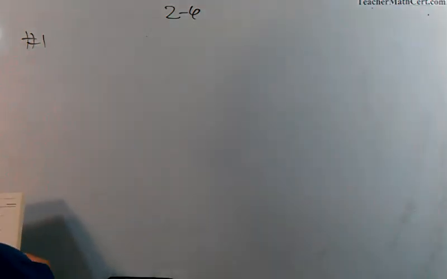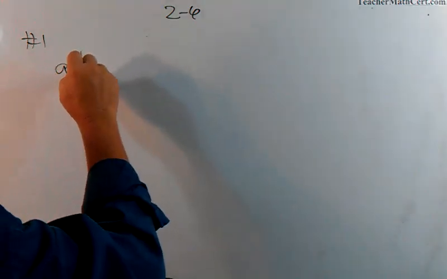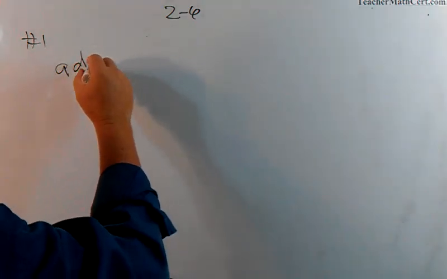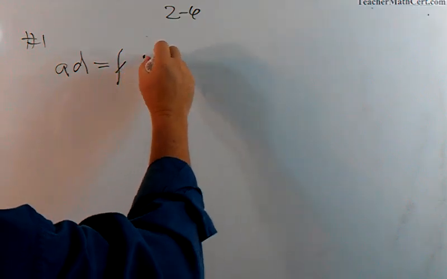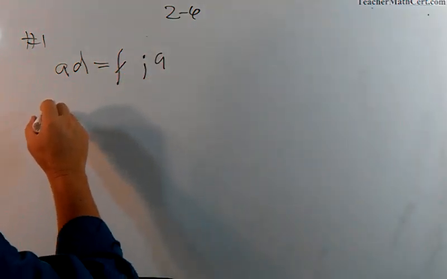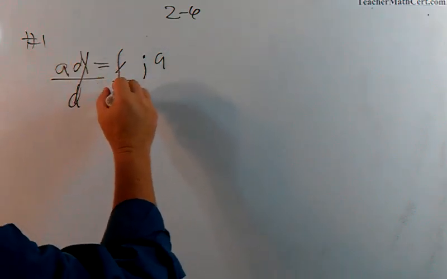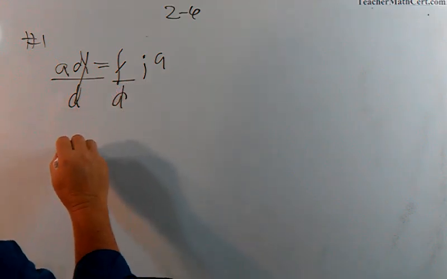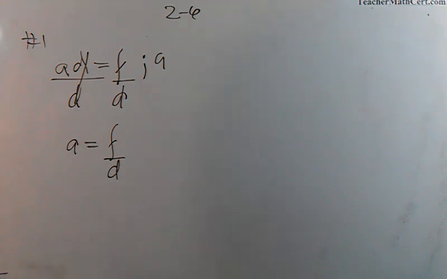Alright, Algebra 2-6. Solve each formula in terms of the given variable. So we've got A, D, equals F. And you're solving for A. How do you get A? Divide both sides by D. D's cancel here. D goes there, and we're left with A is equal to F divided by D. Alright?